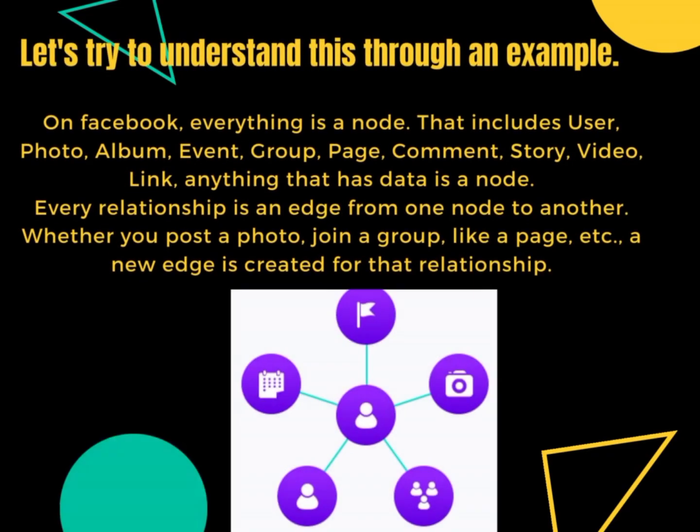Facebook is an example of a graph data structure because everything on Facebook is a node, which includes users, photos, albums, groups, pages, comments, stories, and these nodes are connected to each other through edges.